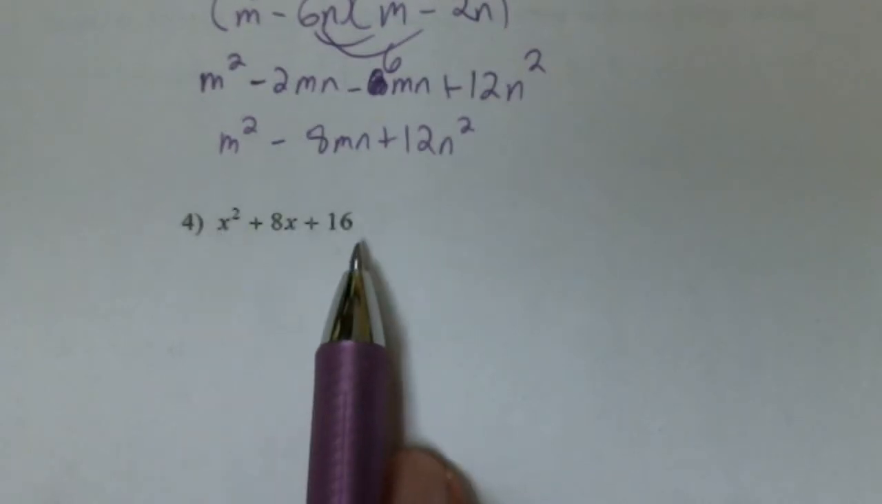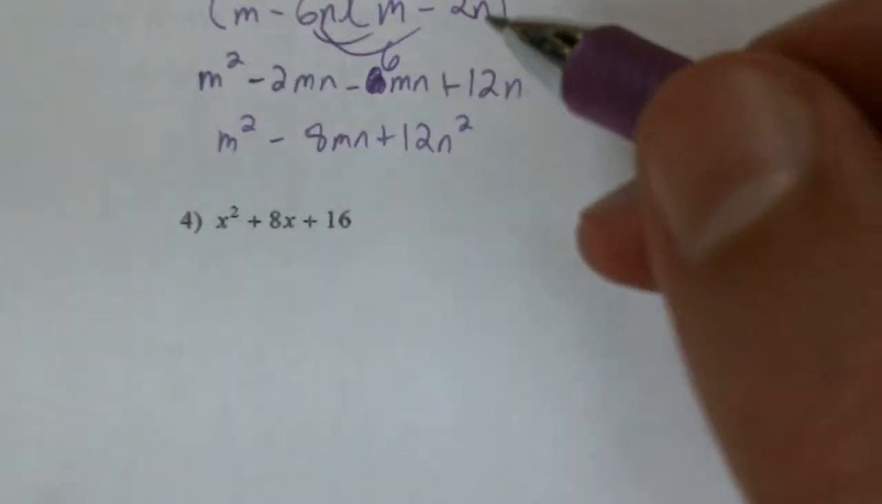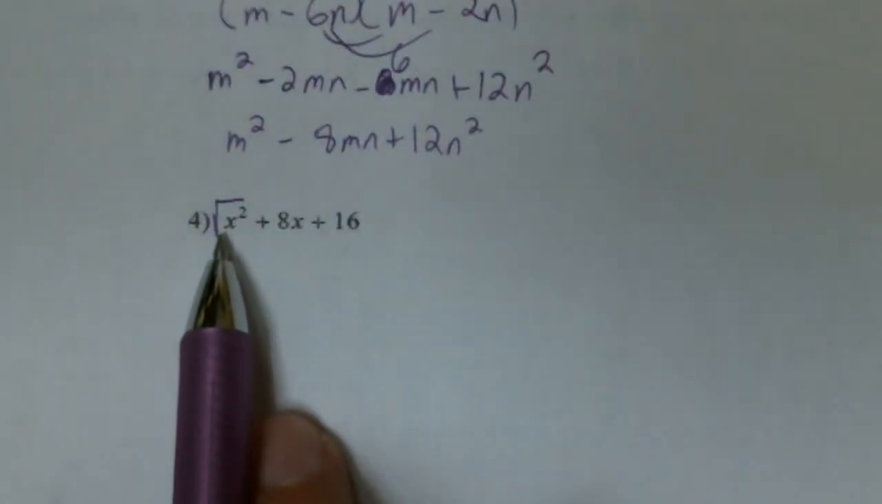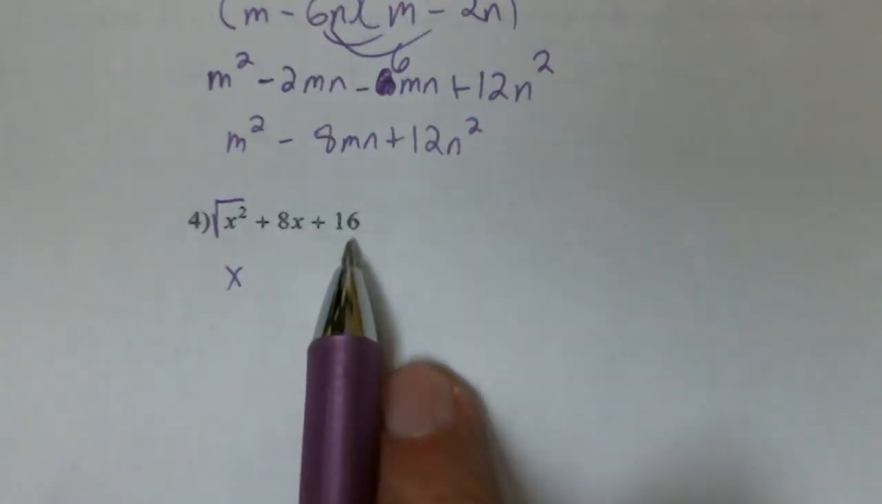Okay, number 4, can I pull out a GCF? No, that's a 1, that doesn't have an x. Is it a special case? I'm always looking to see, can I take the shortcut? In this case, you look to see, is the first term in the trinomial a perfect square? Yeah, I can take the square root of x. Is the back term a perfect square? Yeah, I can take the square root of 16.